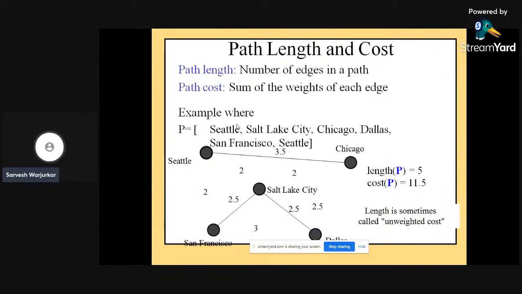Path length is the number of edges in the path, and path cost is the sum of the weights of each edge, where p is equal to the path. The length here is say 5, and the cost to cover all the cities is 11.5. If I start with Seattle, then Salt Lake, then Chicago, then Dallas, then San Francisco, and at last again Seattle, this complete path is nothing but a cycle, which requires around 11.5 as the traversing cost.